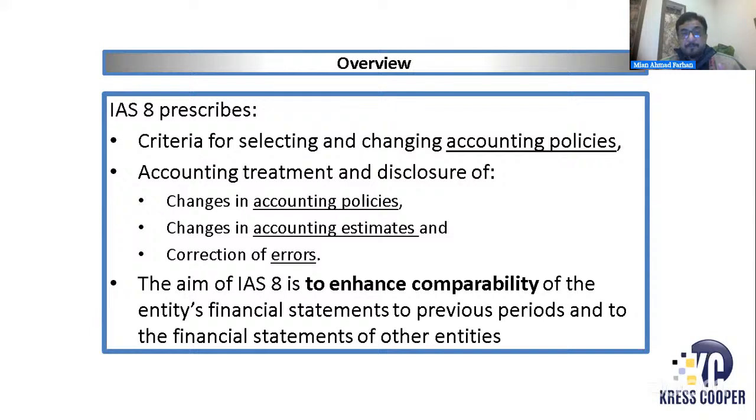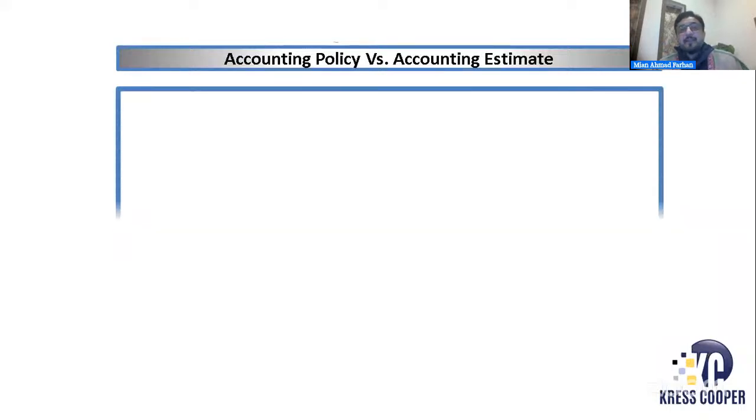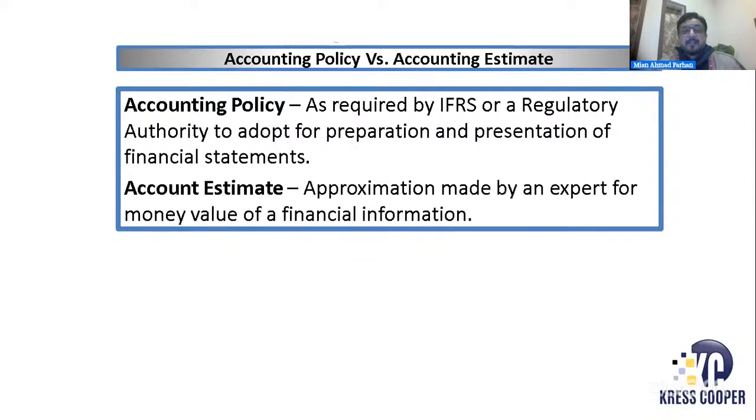In fact, the aim of IAS 8 is to enhance the comparability of the information which we put in the current year with the information of the previous years. So this is the basic ideology of IAS 8. The very first thing that I want to discuss with you is the difference between accounting policy and accounting estimates. Often people get confused over the distinction of these two terminologies.